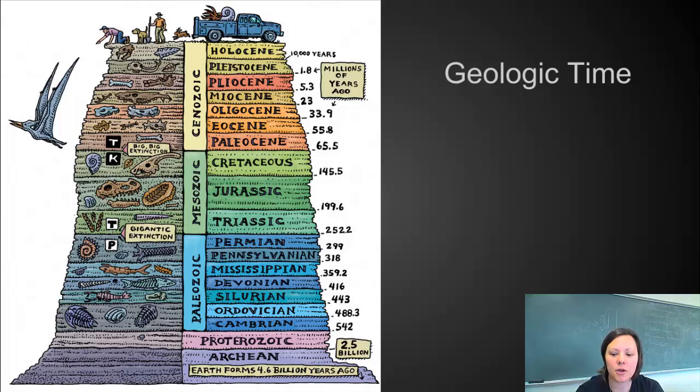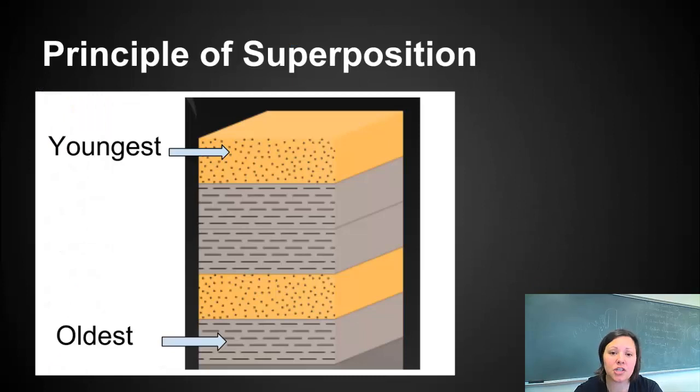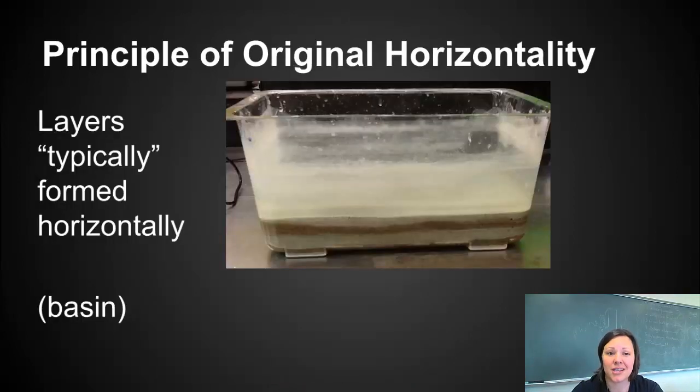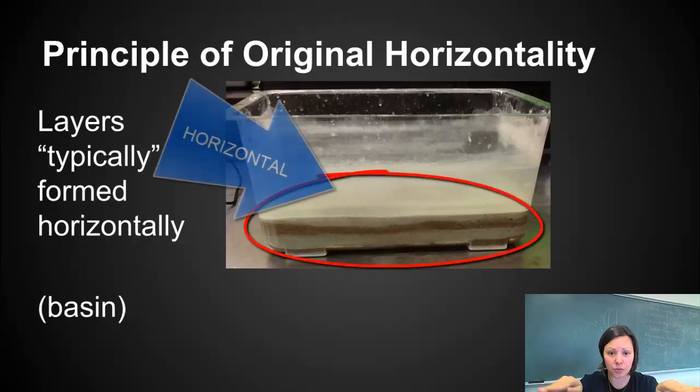So here we go. One of the things we need to make sure we're clear on is this principle of superposition, which we've talked about in class many times before, so this should be a quick review. Layers that are at the bottom are older. Layers that are at the top are younger. We also have to make sure we understand original horizontality, which is that layers form horizontally most of the time.